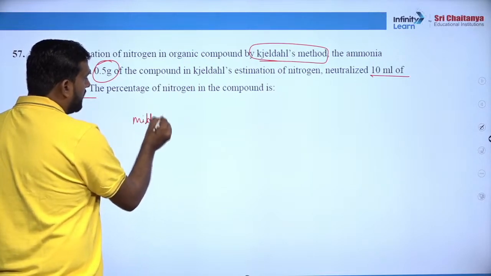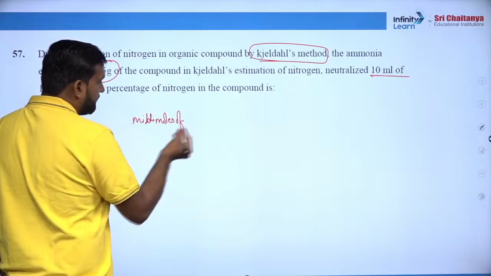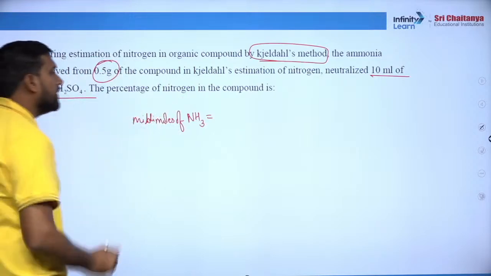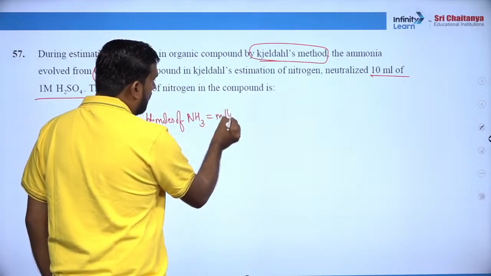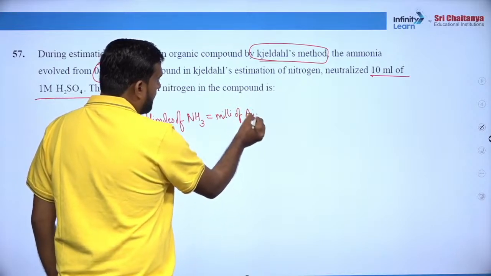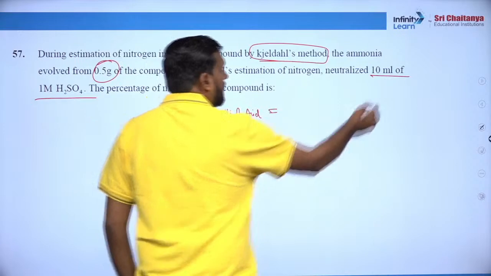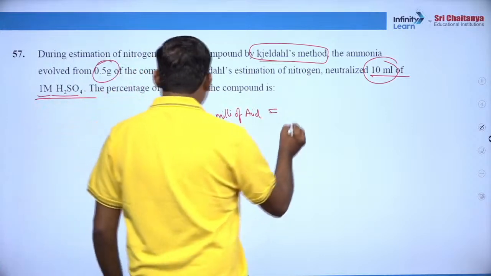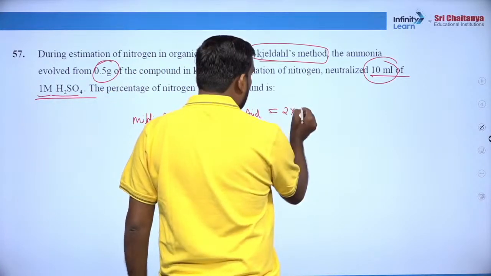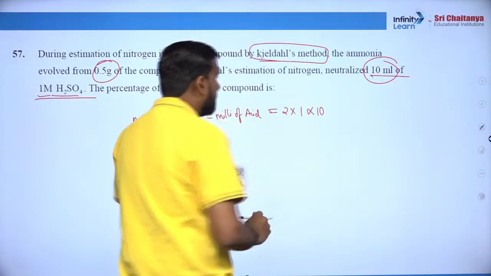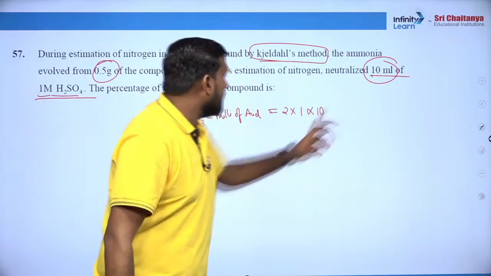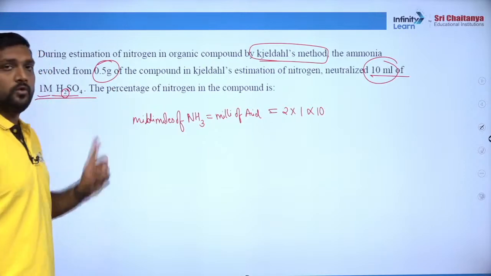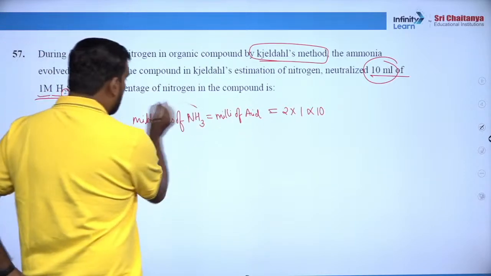Millimoles of NH3 will be equal to, as this is neutralized by the acid, millimoles of acid. Now millimoles of acid: 10 ml is there, 1 molar H2SO4 is there, so it will be equal to 2 into 1 into 10. So this is the millimoles. I have taken the volume in milliliters, the molarity, and why did I multiply by 2? Because the n factor, or the number of hydrogens furnished by an H2SO4 molecule, is 2. So these are the millimoles of NH3.